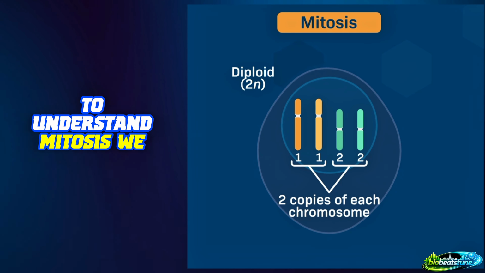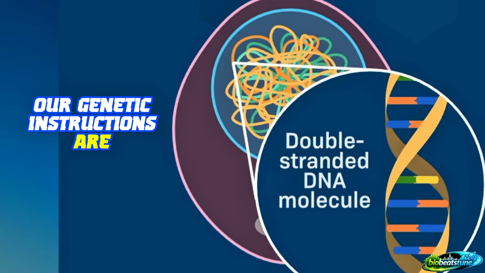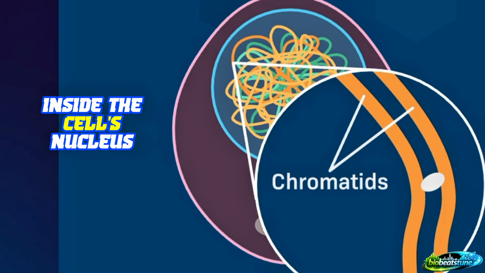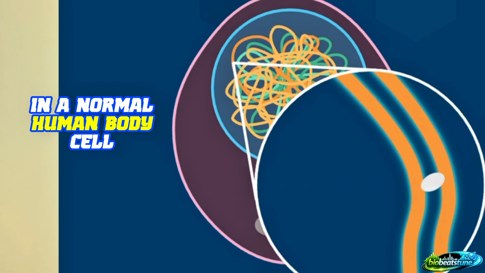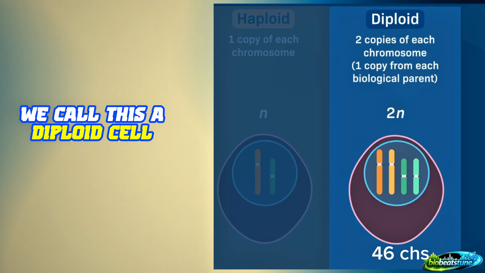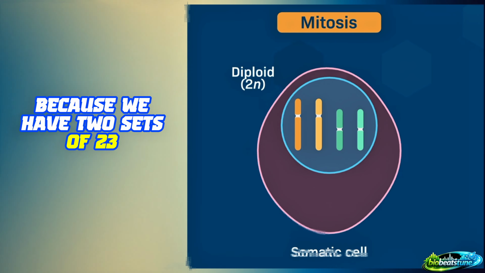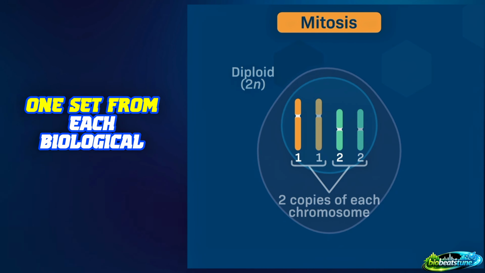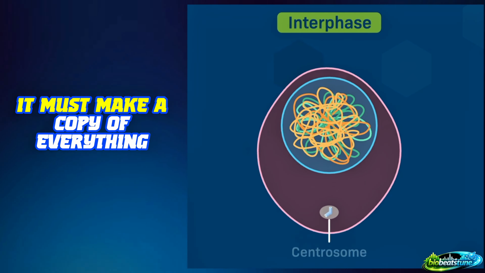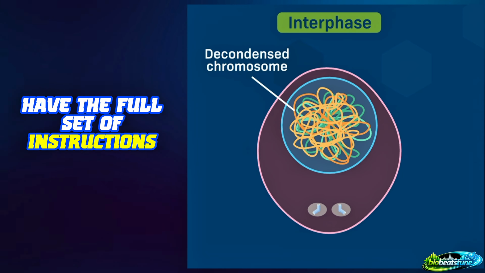To understand mitosis, we first need to look at DNA. Our genetic instructions are organized into structures called chromosomes, located inside the cell's nucleus. In a normal human body cell, we have 46 chromosomes. We call this a diploid cell, or 2n equals 46, because we have two sets of 23 chromosomes, one set from each biological parent. Before a cell can divide, it must make a copy of everything it contains so that both new cells have the full set of instructions.